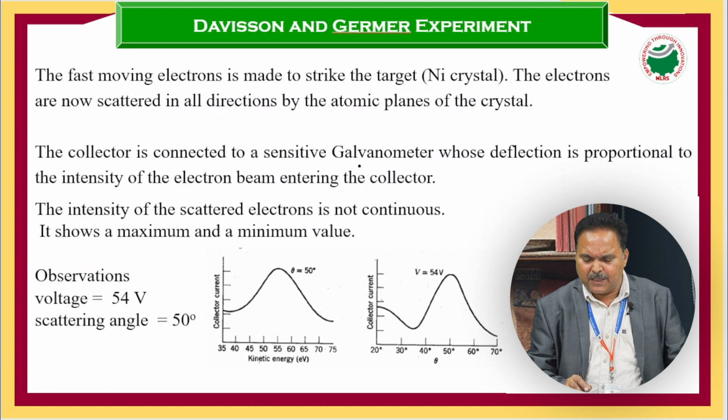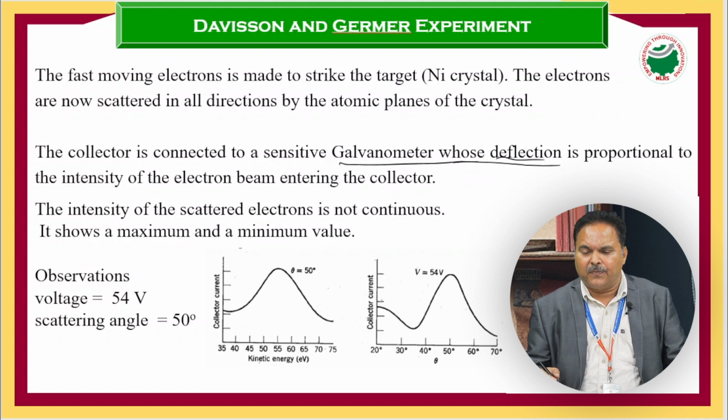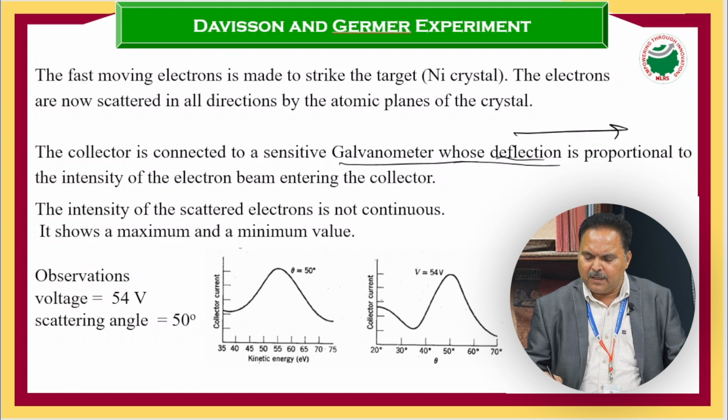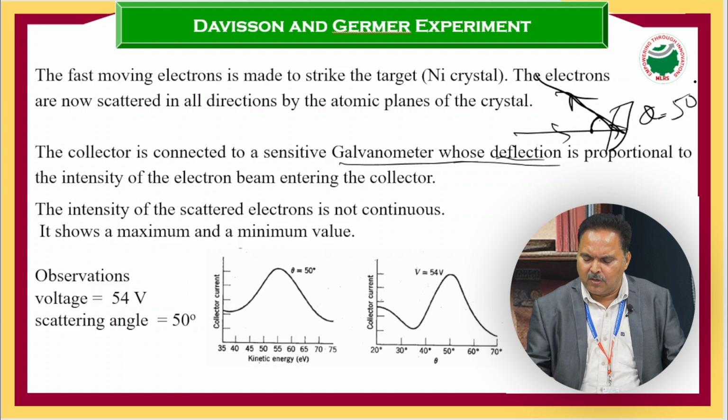The galvanometer will show a deflection, and this deflection depends on the angle. This is the incident ray, then there is a scattered ray, and this is the nickel crystal. They observed that when the angle theta between the scattered ray and incident ray is equal to 50 degrees, the galvanometer deflection is high. That means a very high intensity came at 50 degrees. This is one observation.